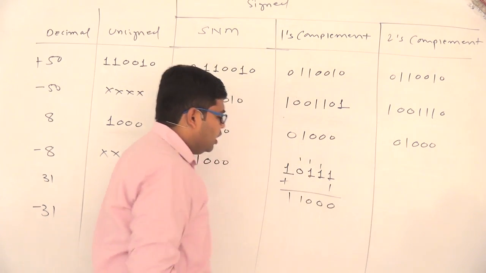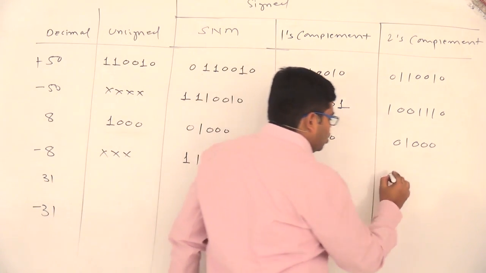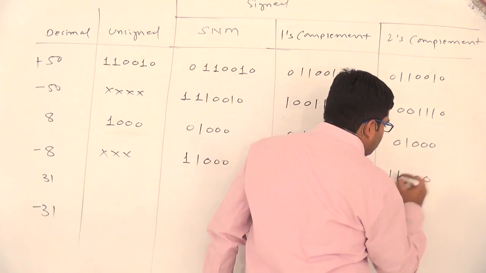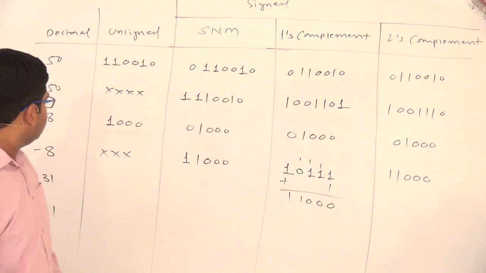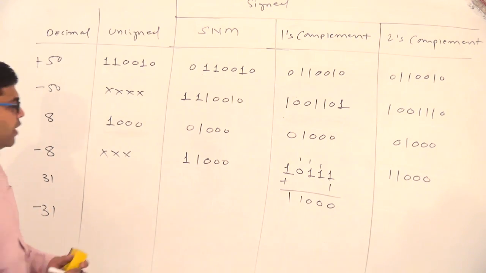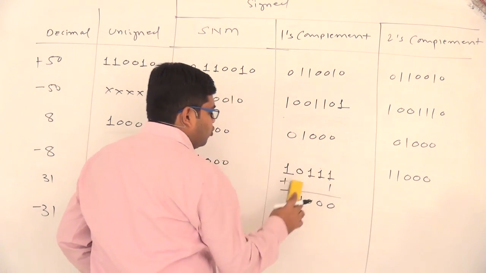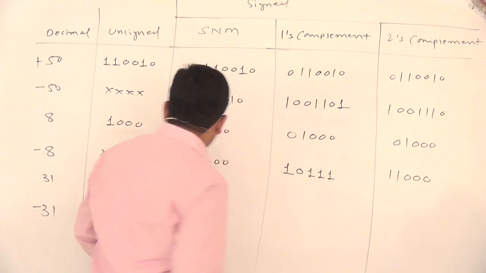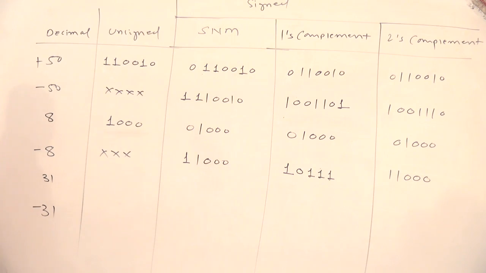So it will become 1, 1, 0, 0 and 0. So 1, 1, 0, 0, 0 will be the correct representation in 2's complement. Fine. The next example, the final one, is 31 and minus 31.